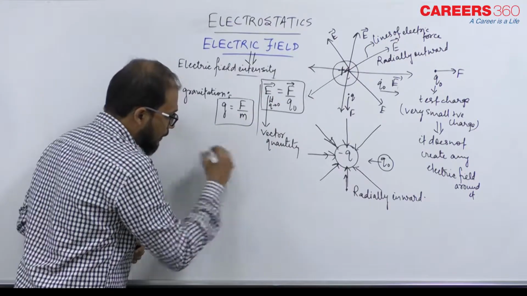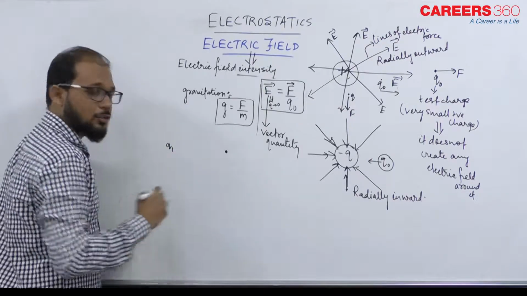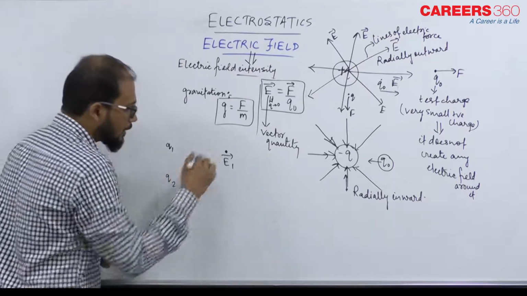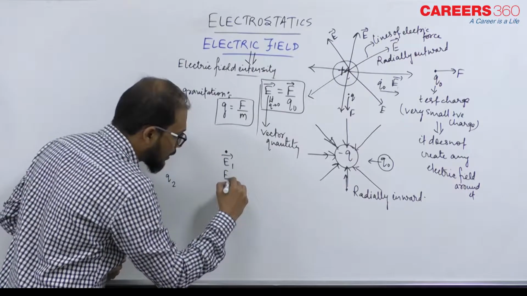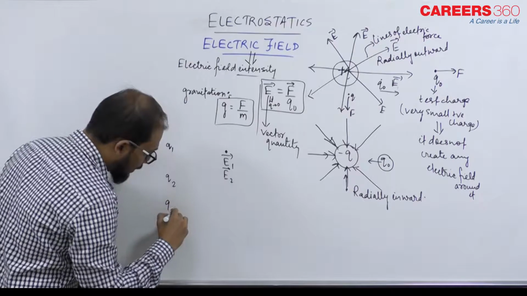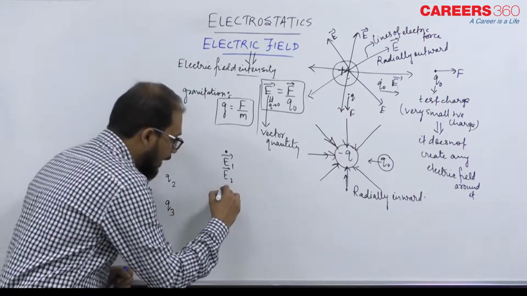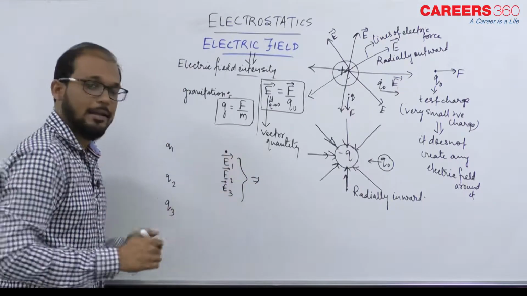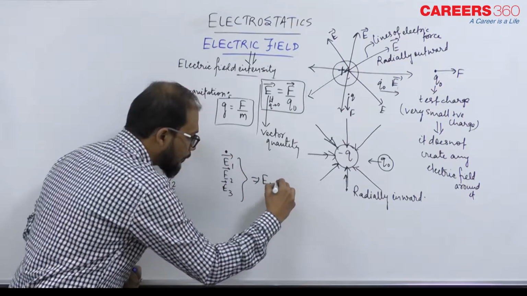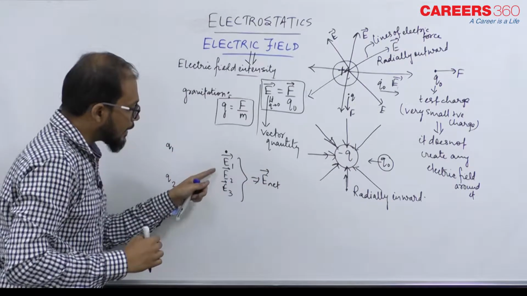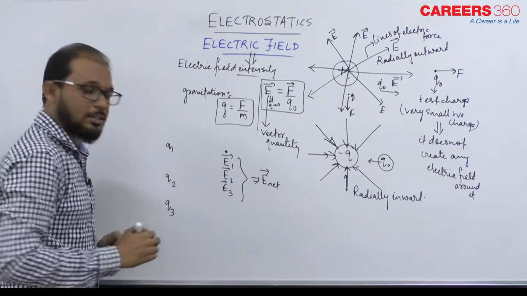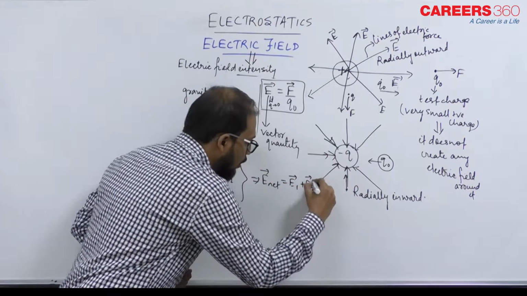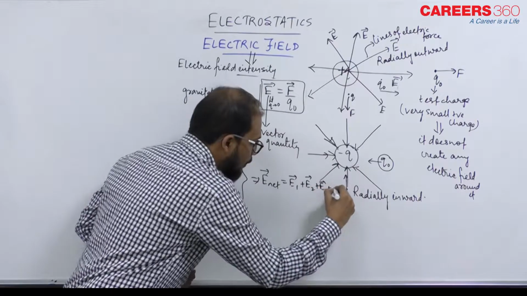Suppose here at this point, the electric field due to charge Q1 is E1, and similarly due to some other charge Q2, the electric field at the same point, let it be E2, and similarly due to some other charge Q3, the electric field at the same point, let it be E3. Then the net electric field at the same point will be the vector sum of the individual electric fields due to all the charges. That means it will be E1 plus E2 plus E3, and so on.